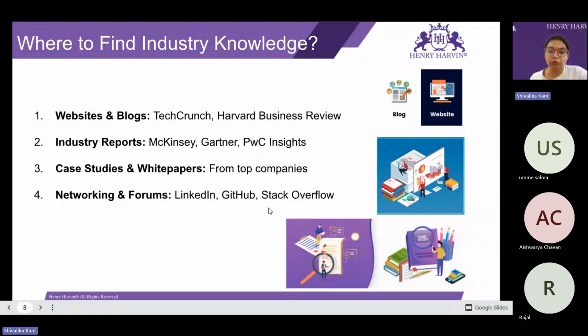Then news and media is there. Business news platforms: Bloomberg, TOI, Economic Times, Financial Times, Harvard Business Review. Then industry specific journals also. For tech, you can go to TechCrunch. Then you have Wired also. For healthcare, you have BMJ. For energy, you have Renewable Energy World.